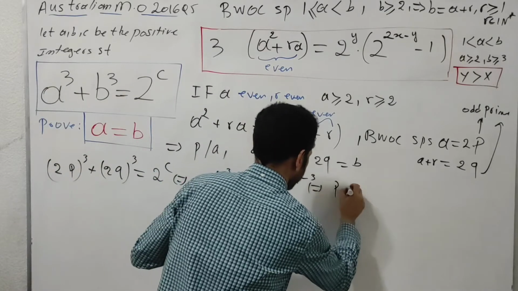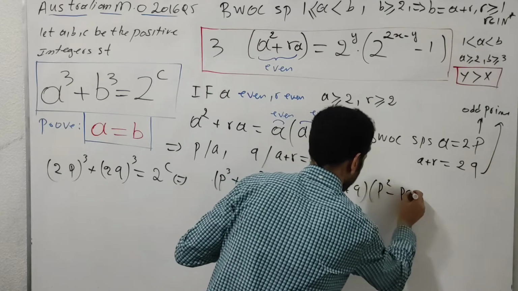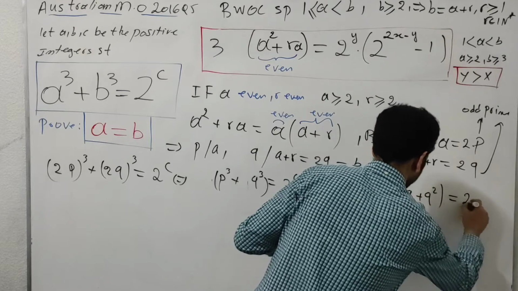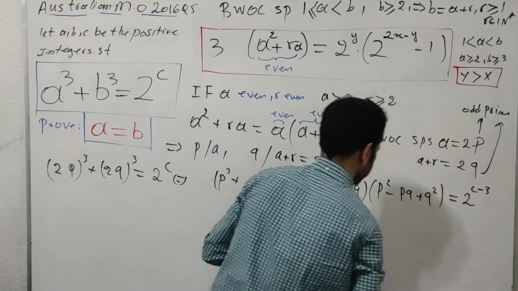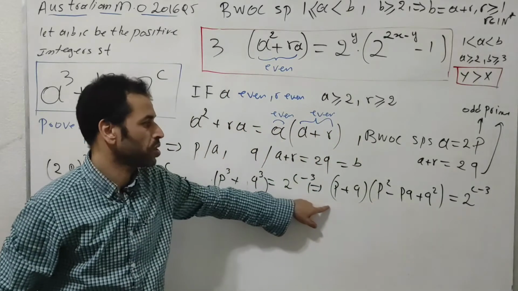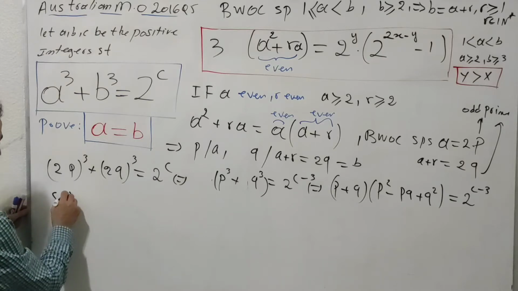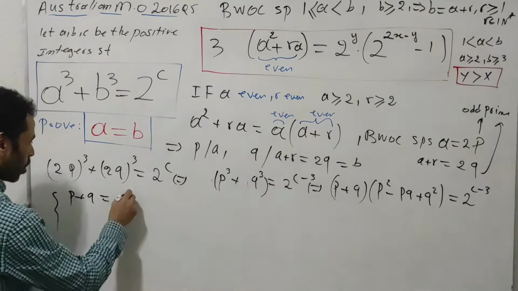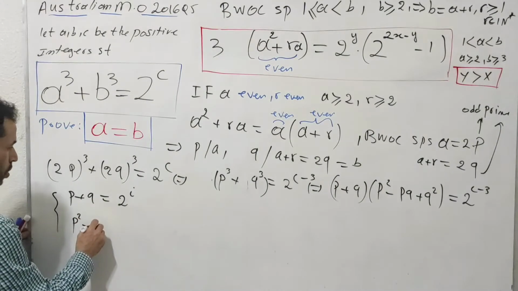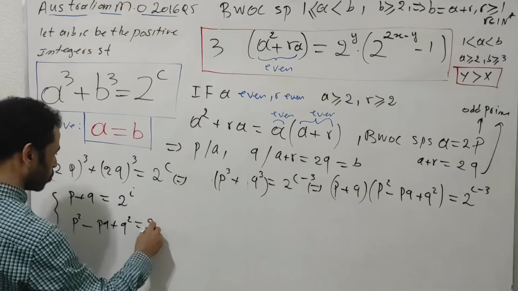So we'll have p plus q multiplied by p squared minus pq plus q squared equals 2 to the c minus 3. Since the right hand side of this equation is a power of 2, the left hand side of this equation must be a power of 2 as well. So that means p plus q is 2 to the i, and p squared minus pq plus q squared will be written in this form, 2 to the j.